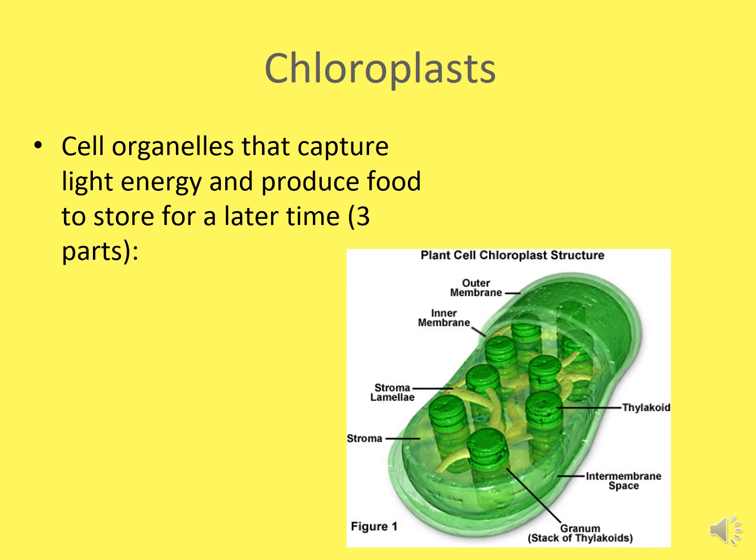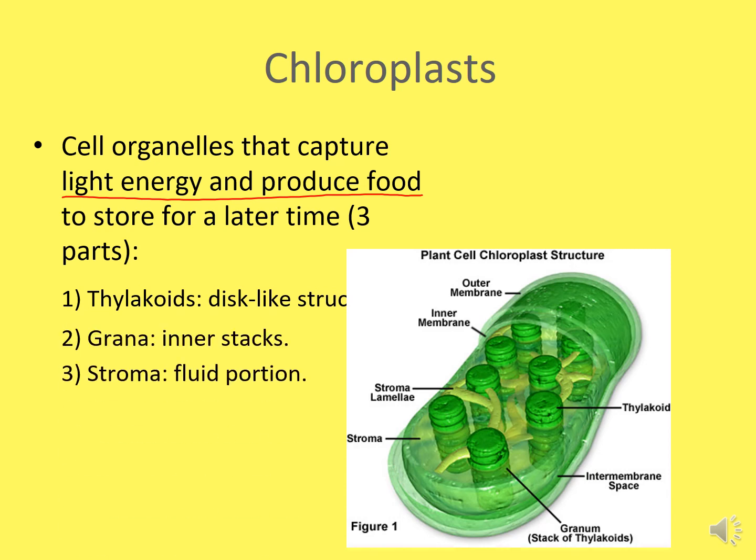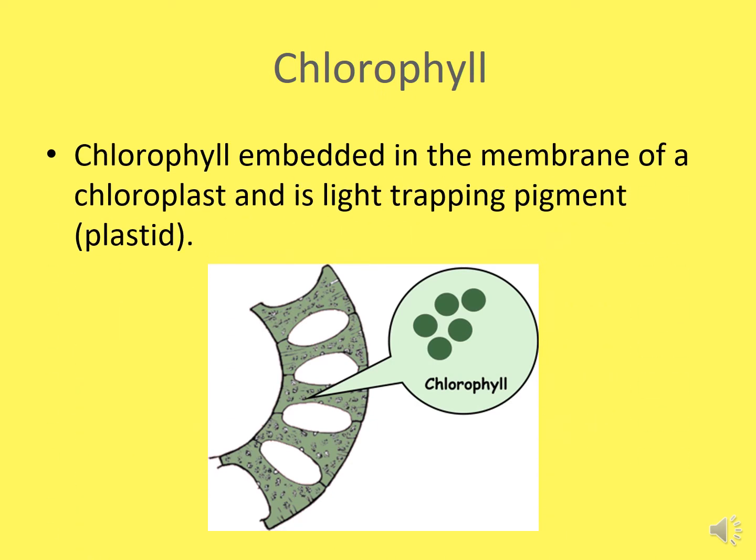So again, chloroplast, we do know this is a place that captures light energy and produces food. But it is broken down into three parts that we talked about in our previous notes. We have thylakoids, which are here. We have the grana, which is the inner stacks. And then we have the stroma, which was the liquid. Remember chlorophyll. Chlorophyll is embedded within the membrane that makes us see green, but it's the light trapping pigment, right?